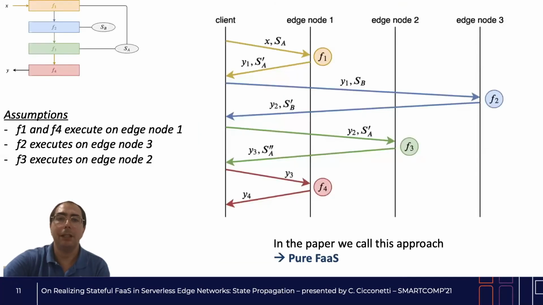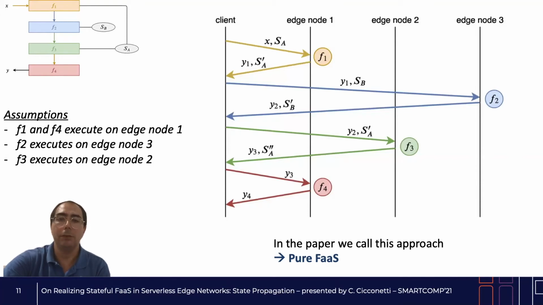We have mapped our proposal a couple of slides ago in a straightforward manner to the function composition as follows. So let's keep in mind the example function composition from the previous slide, which is also shown in the upper left part of the screen. And then let's assume that we want to execute F1 and F4 on edge node 1, F2 on edge node 3, and F3 on edge node 2.